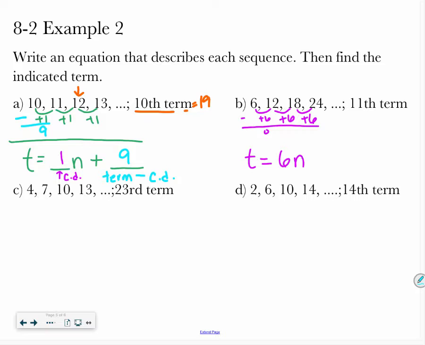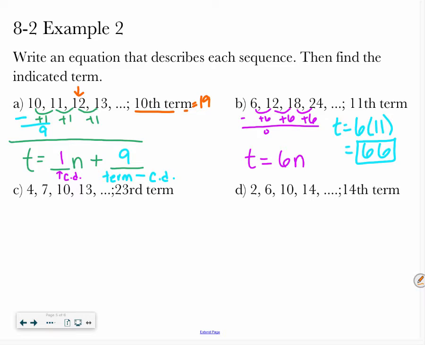Now, let's test it out. Let's make sure it works. Let's try the third term again. So we have t equals 6. Instead of writing n, I'm going to replace it with a 3. So I have 6 times 3, that's 18. So I know my equation works. And now let's use it to find the 11th term. So I have t equals 6 times 11, or my answer is 66. Let's move on to letter C.